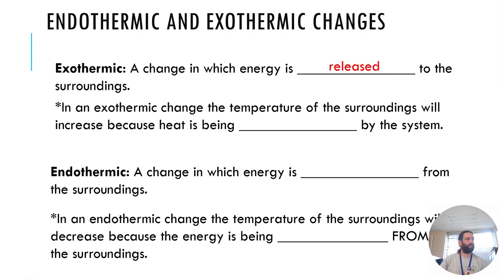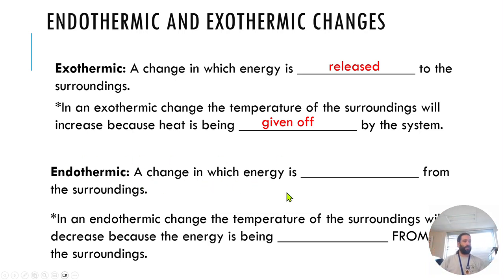That means the system will lose heat, but the surroundings will gain heat. So in an exothermic change, the temperature of the surroundings will increase because heat is being given off by the system. If heat is being given off by the system, that means that heat is being absorbed by the surroundings. So the example of the fireplace is an example of an exothermic change. The system is the fire burning, right? The fire burning gives heat to the room, so the room gains the heat and its temperature goes up.